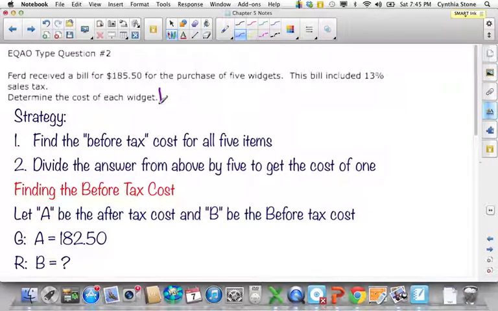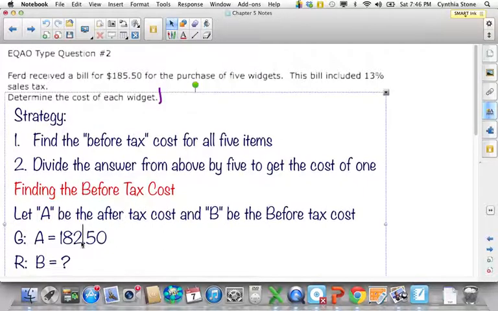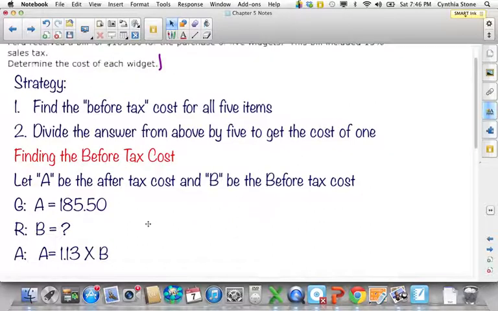So the strategy then is to find the before tax cost for all 5. I'm going to use this $185.50, which includes 13% tax, so I'm going to take away the 13% tax to figure that out, and I'll show you how to do that. Then whatever price that is, say, for example, it's 150 bucks, then each widget would have been 150 divided by 5, 30 bucks. I'm just going to fix this because I made a typo here. $185.50. Okay, so let's go through that.